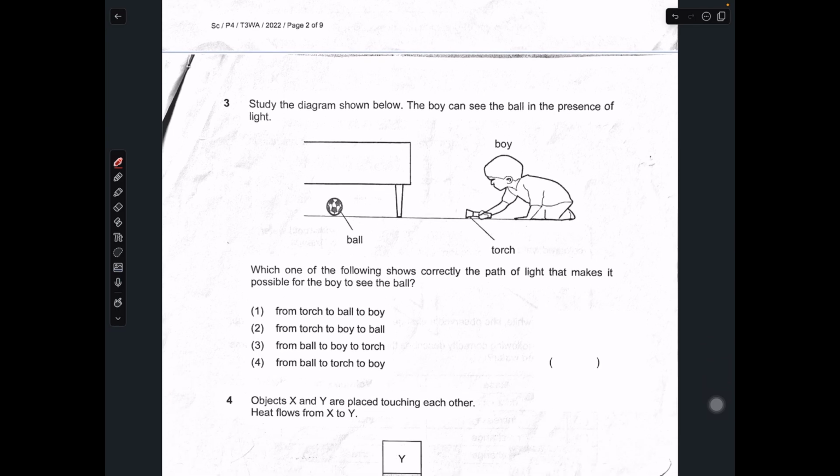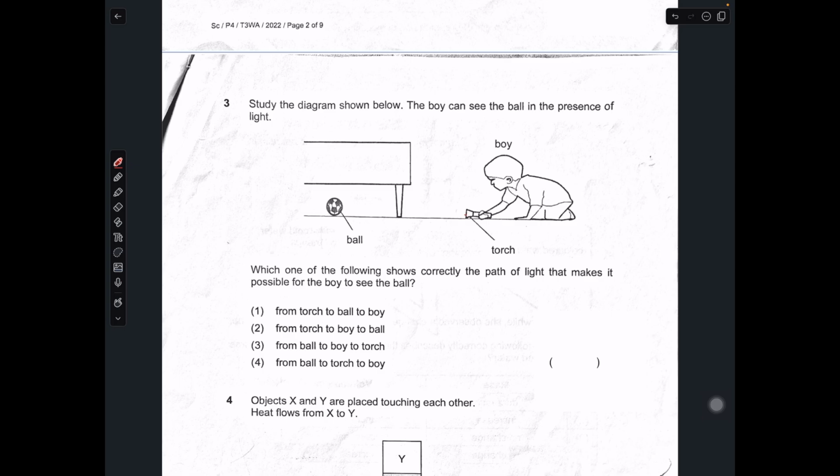So that's number 2. Okay, let's move on to this part. In this question, study the diagram below. The boy can see the ball in the presence of light. Which of the following shows correctly the path of light that makes it possible for the boy to see the ball? The path of light always flows in this manner.